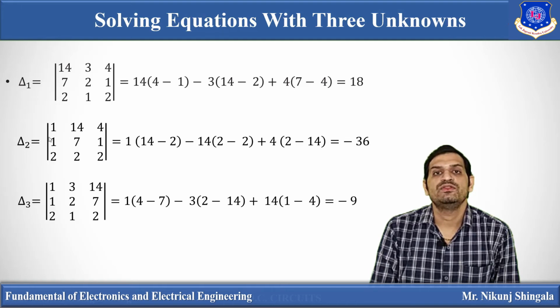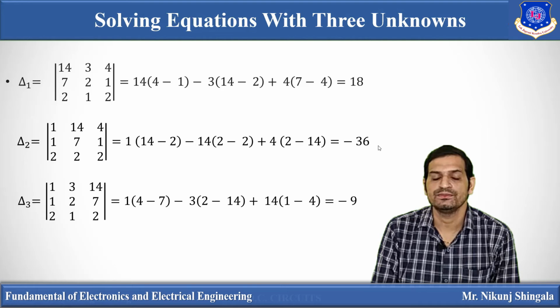Delta 2. In this case, the column of coefficients of I2 is replaced by the constants, and the remaining first and third columns are as they are. So 1, 1, 2, 14, 7, 2, 4, 1, 2. If we solve this delta 2, we will get minus 36.